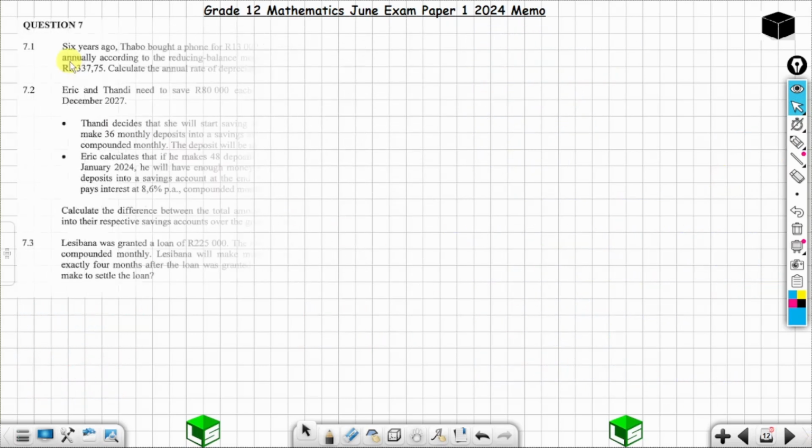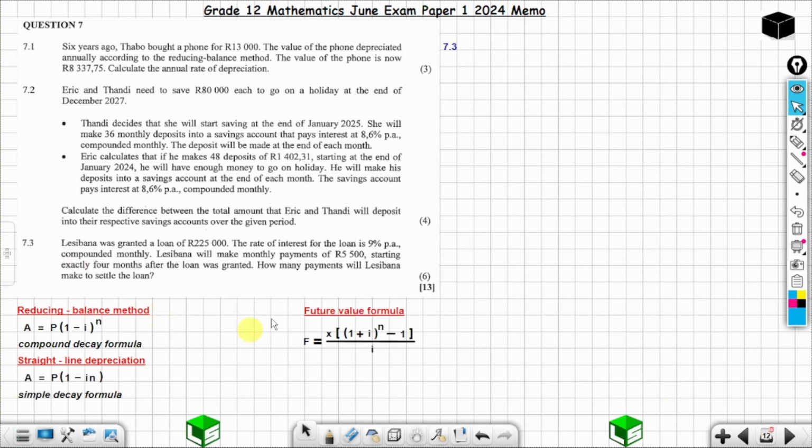Now question 7.3. Lesibana was granted a loan of 225,000 rand. The rate of interest for the loan is 9% per annum, compounded monthly. Lesibana will make monthly payments of 5,500 rand starting exactly 4 months after the loan was granted. How many payments will Lesibana make to settle the loan? So let's have a timeline.